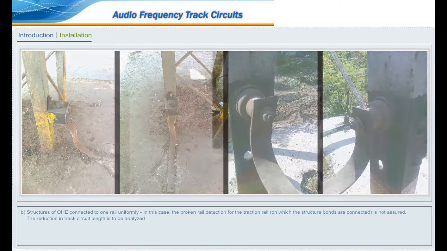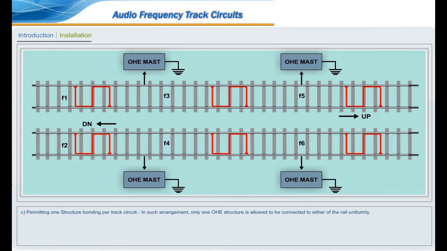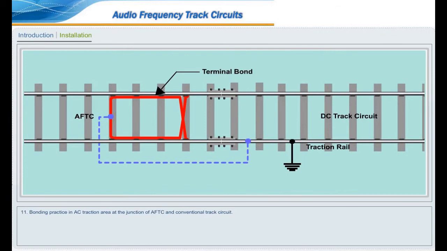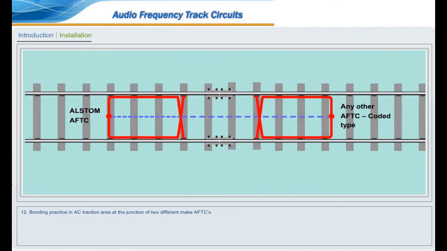Permitting one structure bonding per track circuit. In such arrangement, only one OHE structure is allowed to be connected to either of the rail uniformly. Bonding practice in AC traction area at the junction of AFTC and conventional track circuit. Bonding practice in AC traction area at the junction of two different make AFTCs.